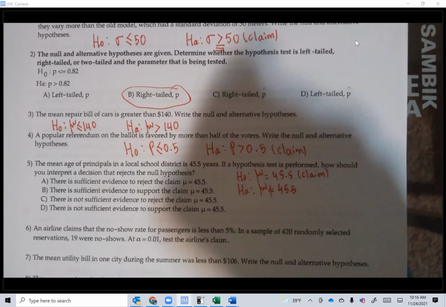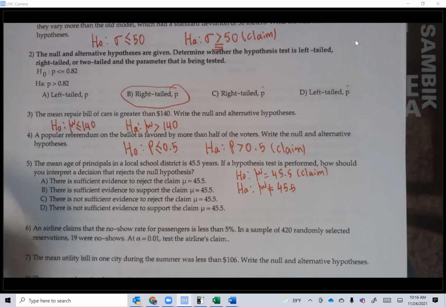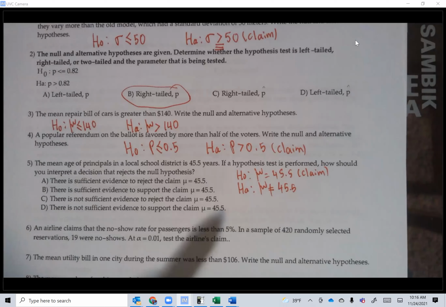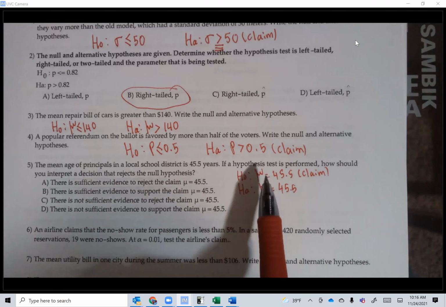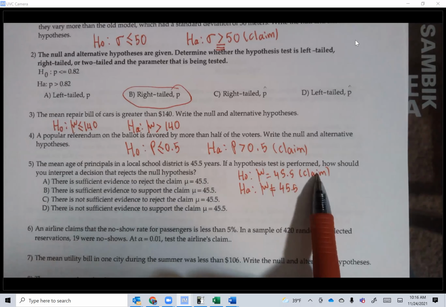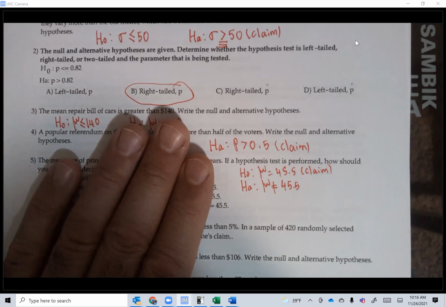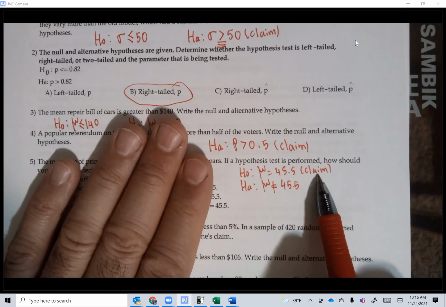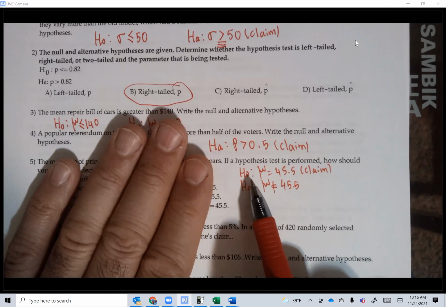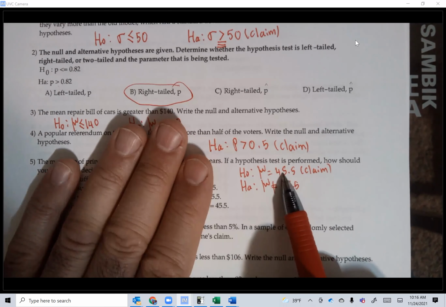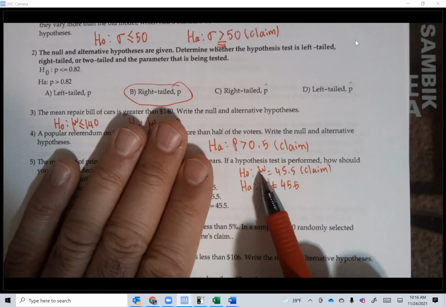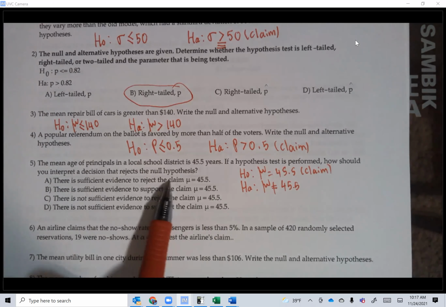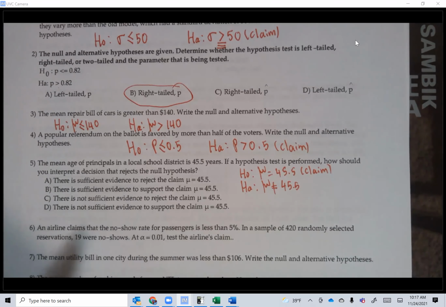If a hypothesis test is performed, how should you interpret a decision that rejects the null hypothesis? So if this is the null and the alternative, guys, and you reject the null hypothesis, what do you say? Well, you should remember how I taught you to make the last statement. If you reject HO and the claim is in HO, you say there is enough evidence to reject the claim. Why do we say the word reject? Because the claim is in HO. So there is sufficient evidence to reject the claim that mean equals 45.5.